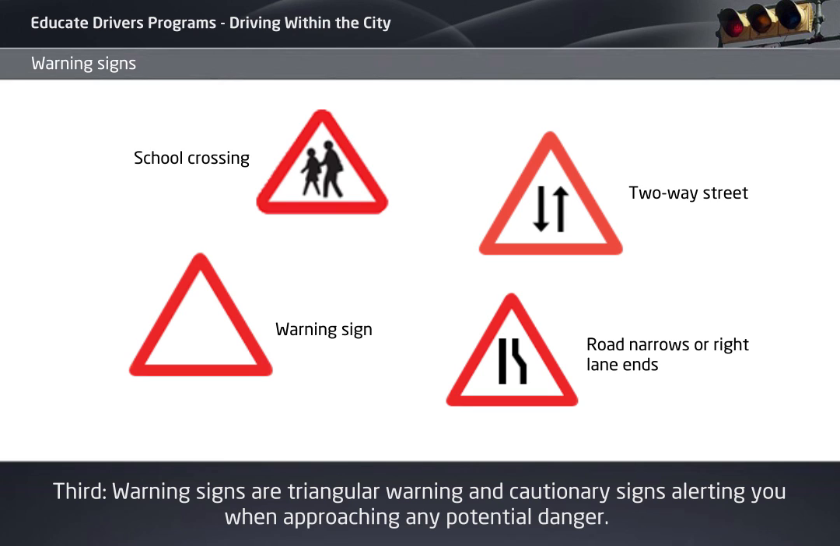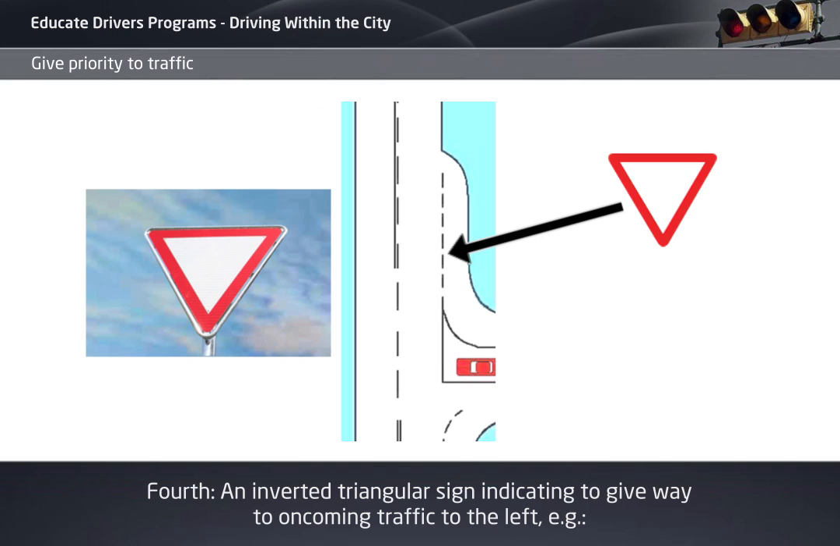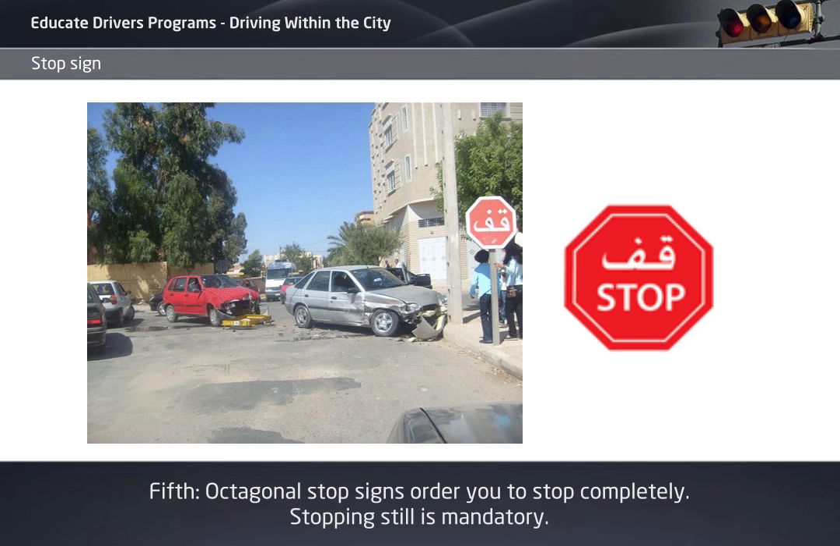Third, warning signs are triangular warning and cautionary signs alerting you when approaching any potential danger. Black symbols or writing on the sign indicate a type of potential danger. Fourth, an inverted triangular sign indicating to give way to oncoming traffic to the left. Example: you will find such a sign when driving on side roads and when intending to enter onto main roads or at roundabouts. Fifth, octagonal stop signs order you to stop completely.